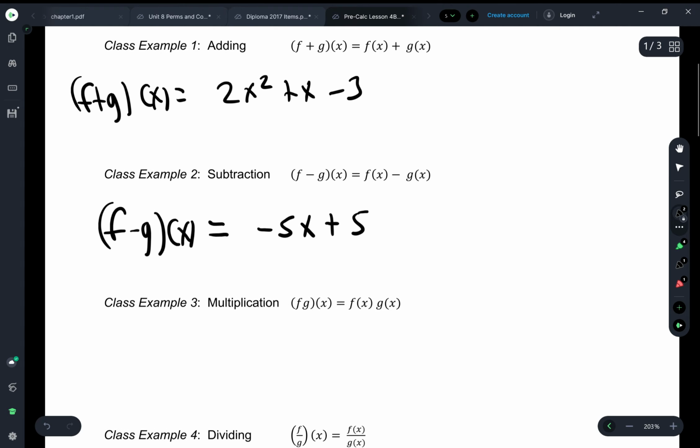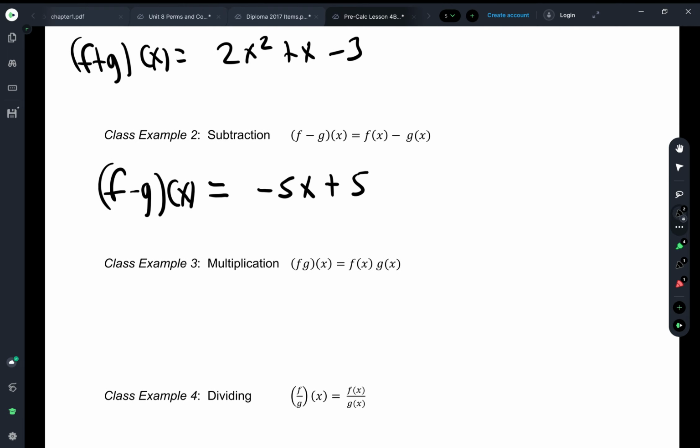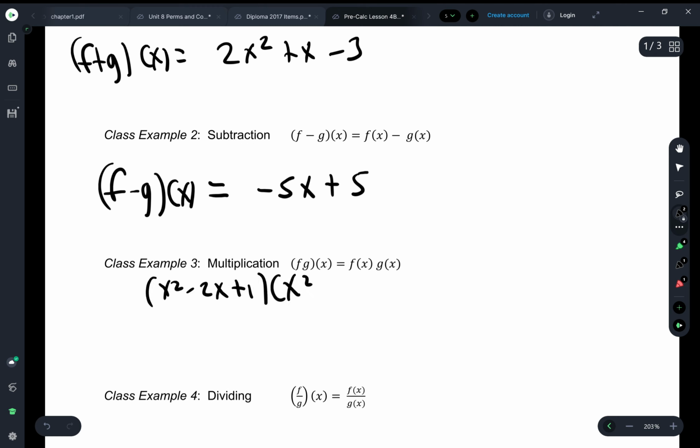All right. Multiplication. F times g. This is a bit messier because we do have to FOIL out two trinomials, unfortunately. So that takes a little bit of work. We can line these up: x squared minus 2x plus 1 times x squared plus 3x minus 4. It's the same idea of FOIL. Just got to hit three things with each term.